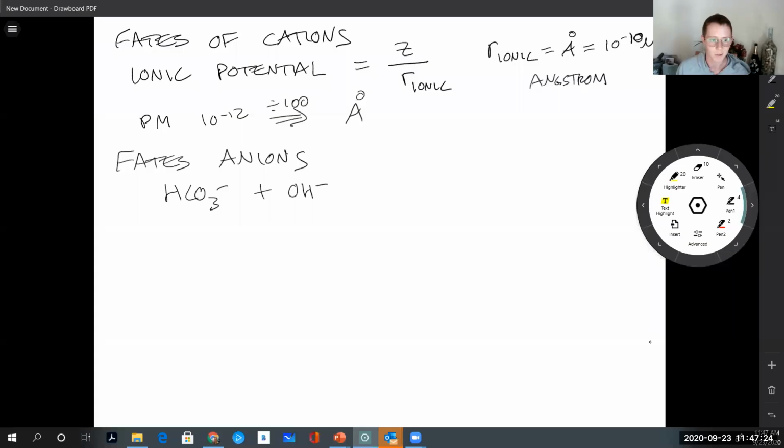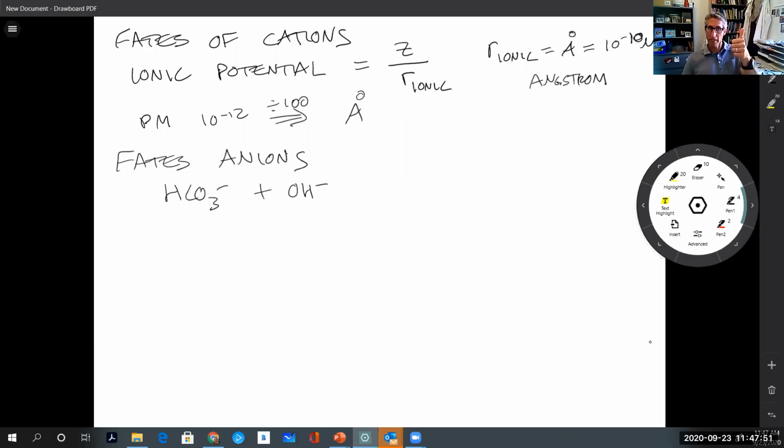Sorry, I'm not sure if I really understand what the question is. So the question is, we're trying to predict the products in our incongruent dissolution reaction. We have bicarbonate and hydroxide. Those are common anions that are associated with that reaction. So what's a likely fate of those things, and what's a likely fate really of any anion that we might have in the soil?